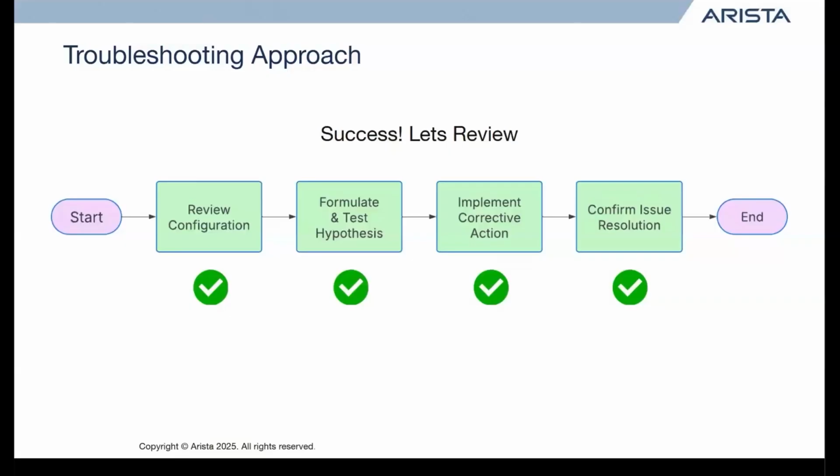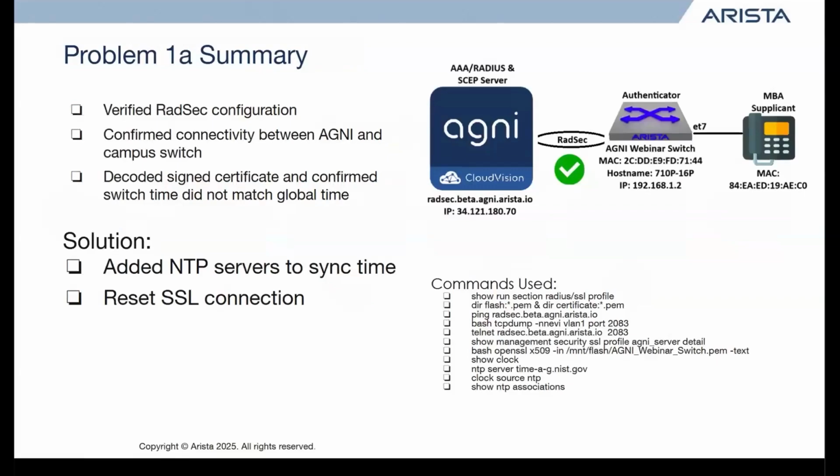This concludes our first troubleshooting scenario. Let's take a few minutes to review. The primary issue faced by this customer was wired clients failing to connect to the network. The customer had a newly implemented 802.1x configuration involving their campus switch and cloud-based AGNI.